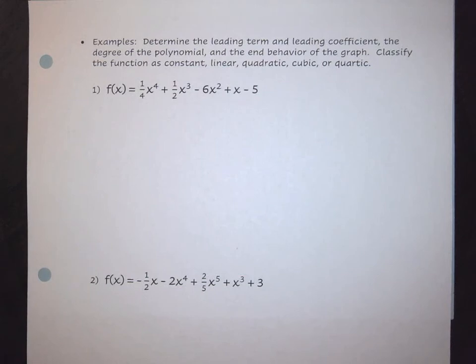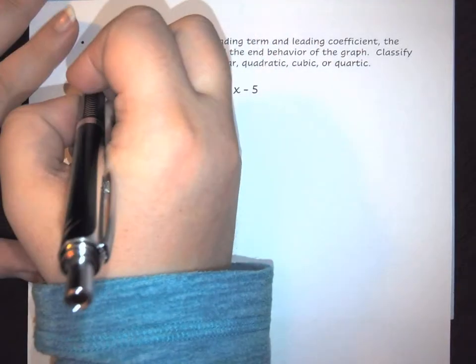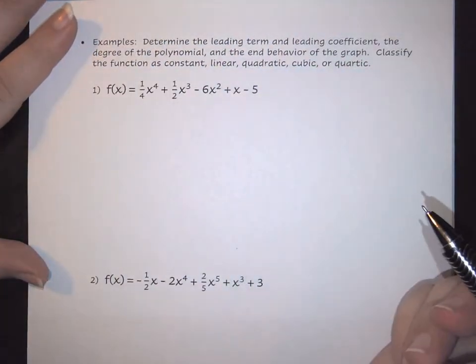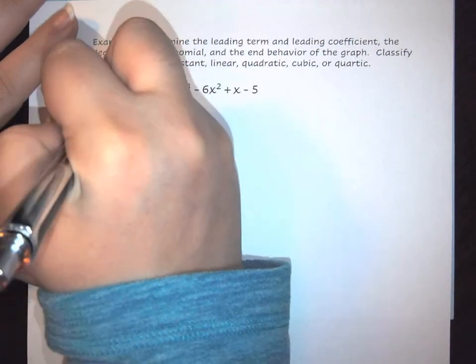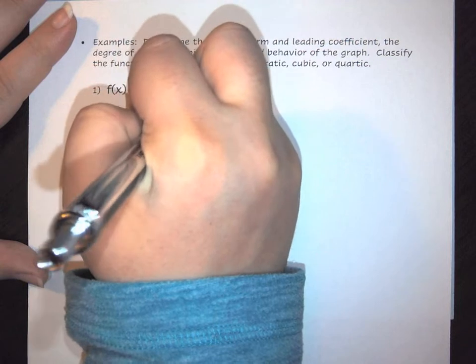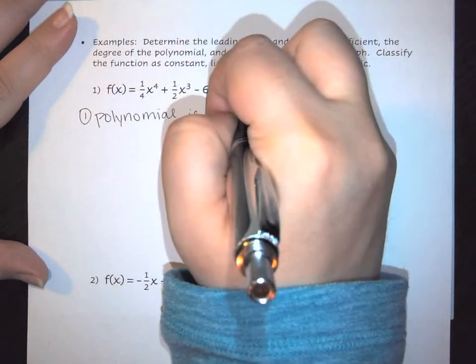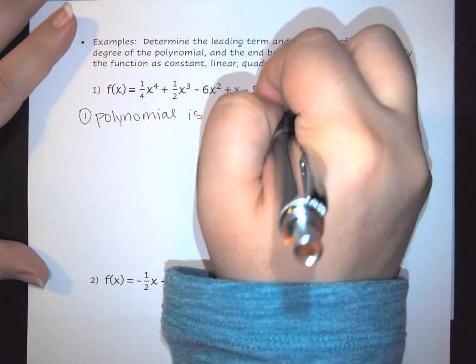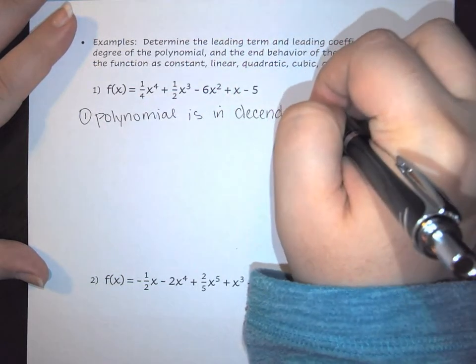We want to determine a bunch of information. That information being the leading term and the leading coefficient, the degree, and the end behavior of the graph. Then we need to classify the function by its type. Okay, so the first thing that we need to do is make sure that your polynomial is in descending order.